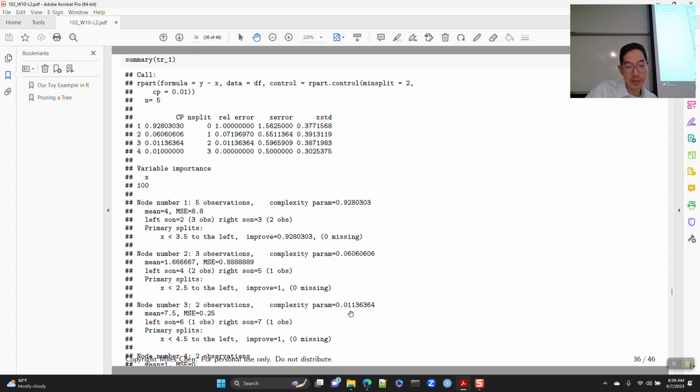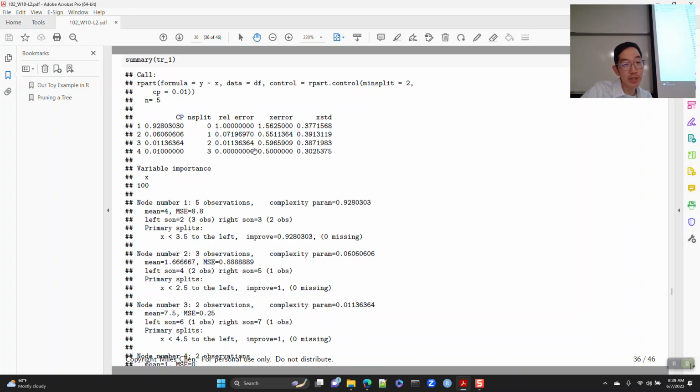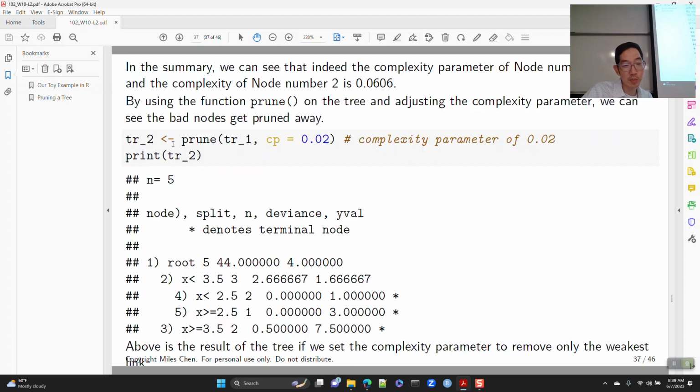And so that corresponds with a complexity parameter of around 1%. Anyway, that's the one we would do, right? So here I'm going to say prune the tree, and we're going to say the minimum improvement, the complexity parameter, has to be at least 2%. So it will eliminate this bottom one, and then we have the split at 3.5, the split at 2.5, but we no longer have a split at 4.5.